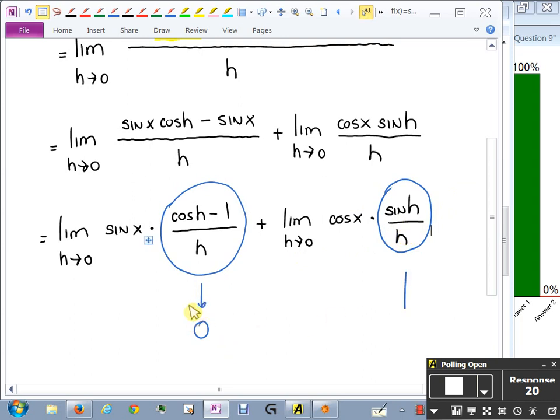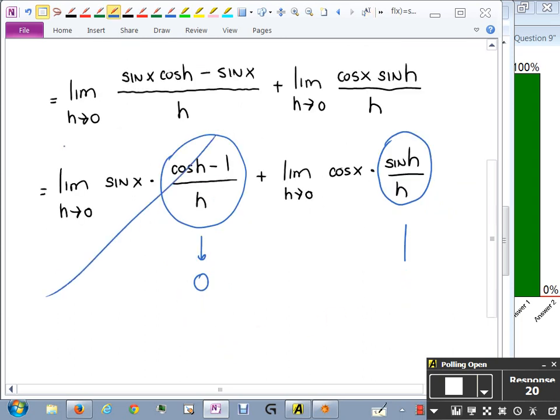So if this goes to 0, doesn't it kill this whole thing? And then all that's left over here, if this goes to 1, is what? Cosine x. So your answer is just cosine x. If you do the derivative of cosine, it's the same way, except that you have a negative that factors out, and so that's why you get a negative sign.